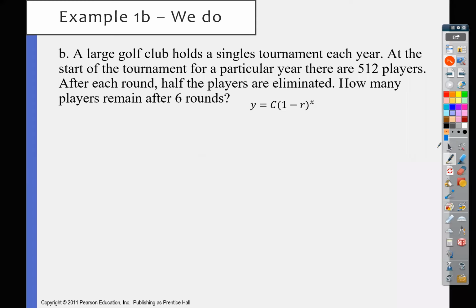Okay, so a large golf club holds single tournaments each year. At the start of each tournament for a particular year, there are 512 players. After each round, half the players are eliminated. How many remain after 6 rounds? Okay, so at the beginning, there's 512 players. Half, so that would be 50%, are eliminated each round. How many remain after 6 rounds?